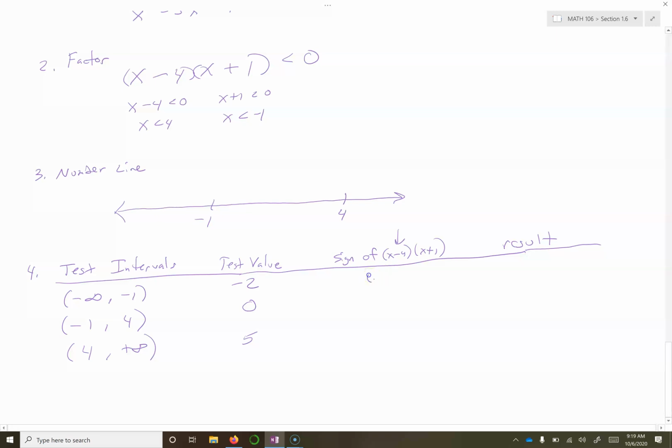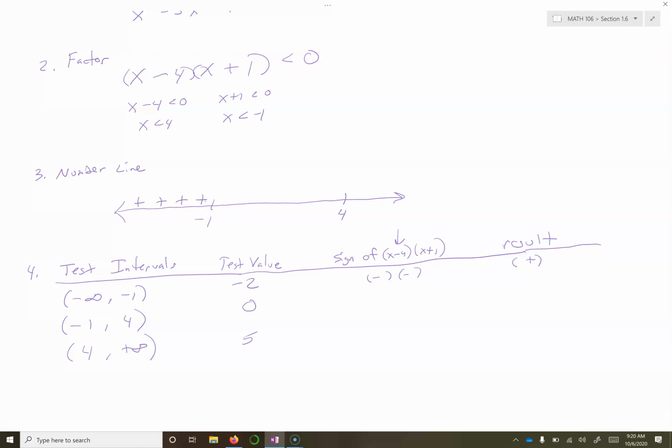So here's what I'm going to do. I'm going to put a negative sign here. How about when I plug in a negative 2 into x plus 1? Do I get a negative or positive number? Negative 2 plus 1. Negative. All right. So when you do negative times a negative number, the result is a positive number. Which means any value that I plug in below negative 1, I'm going to get a positive result. So I'm just going to throw in plus signs there to indicate the solution is positive in that part of the number line.